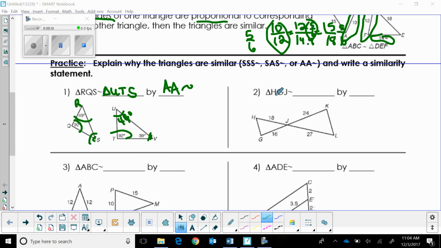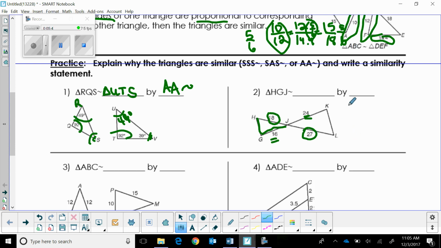Okay, so let's look at the next one. We have HGJ, so H to G to J. In that order, we need to name the corresponding triangle that is similar. So H would correlate to, let's see, we've got to go on the short side. What I've got to do is figure out which sides go together. So 16 is the small one here, which means 24 is the small one there. So those two correlate. And then 18 is the larger one, and 27 is the larger one.